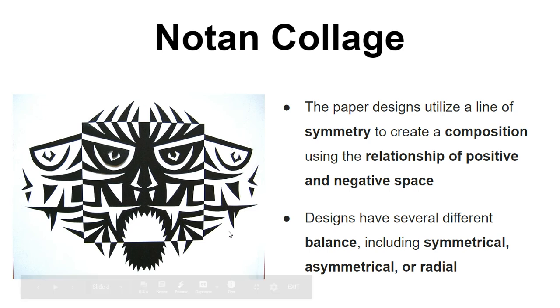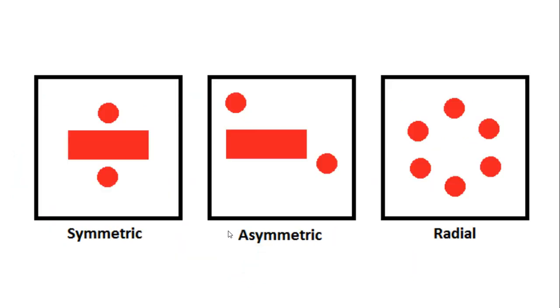Noa tan collage. The paper design that we're going to be creating today utilizes a line of symmetry to create a composition using the relationship of positive and negative space. The designs have several different balances, including symmetrical, asymmetrical, and radial. So we're going to be creating our own collages today using the Noa tan concept.